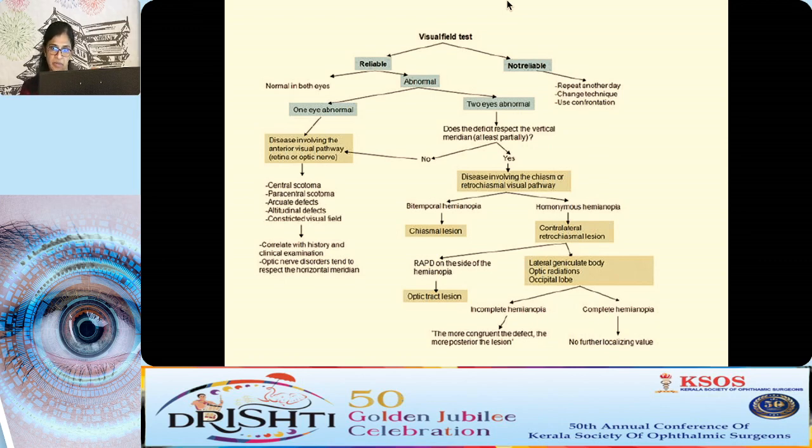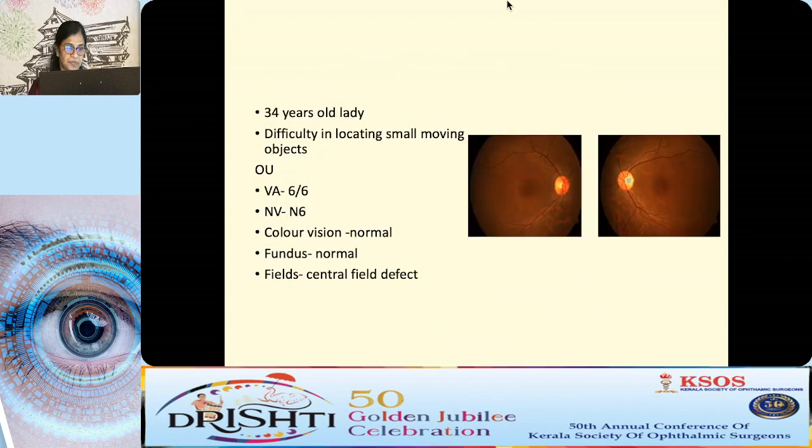If it is bitemporal hemianopia, the lesion is at the chiasmal region. If it is homonymous hemianopia, it is a contralateral retrochiasmal lesion, and the more posterior the lesion, the more congruous the field defect. So that's how it helps in localizing the lesion.